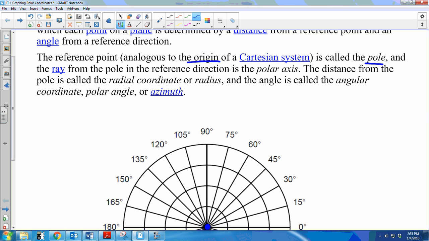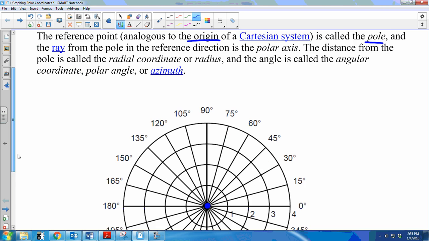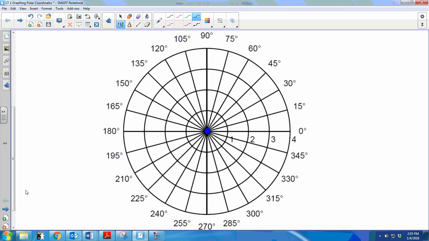All right. And then the ray, we all know what a ray is from geometry: it starts at a point and then goes on continually. So the ray from the pole in the reference direction is the polar axis. For example, if I draw a ray out to 0 degrees, this ray would be the polar axis.